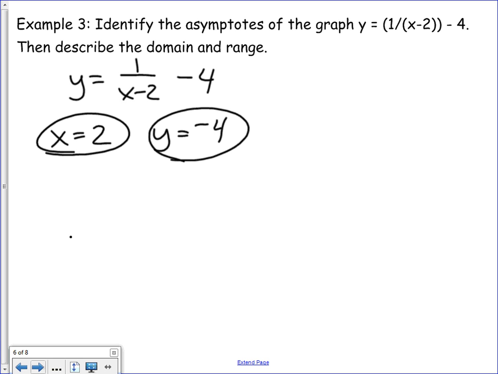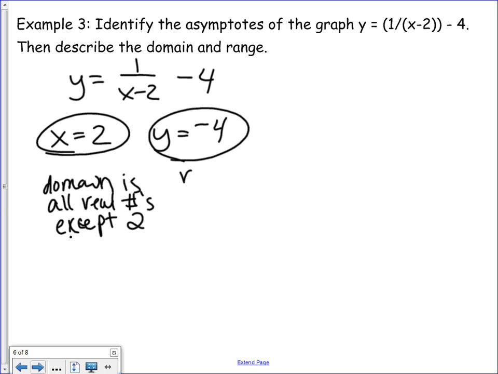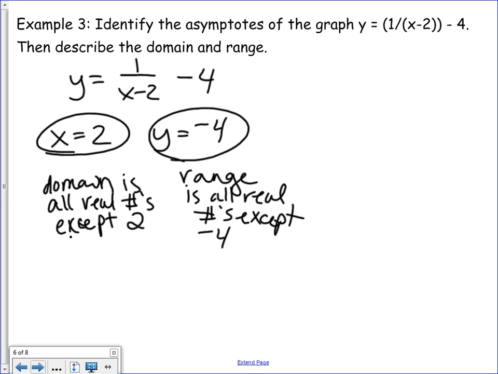All right, now we need to find the domain and range. So since the vertical asymptote is x equals 2, that means the domain is all real numbers except 2, okay, and the range then is all real numbers except, what do you think it's not going to be? Well, it's not going to be negative 4 because it never intersects that line at negative 4. All right.